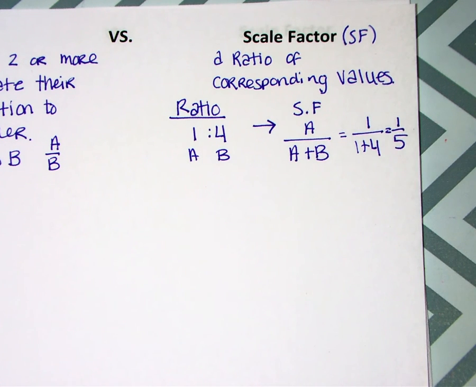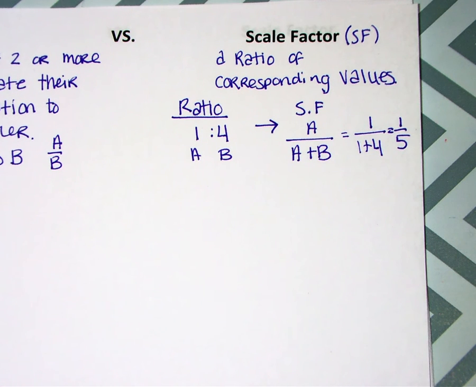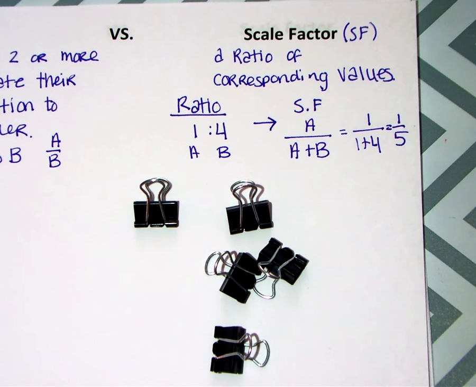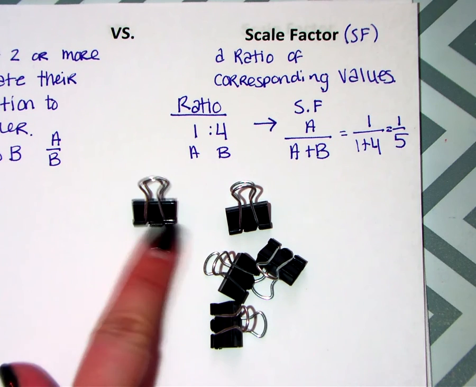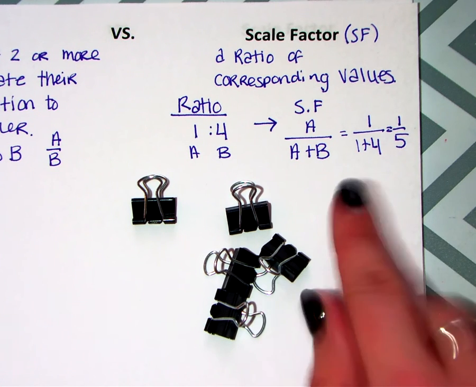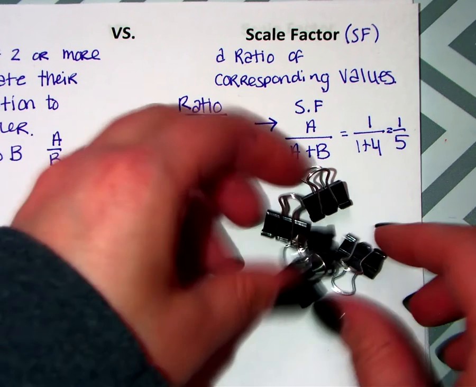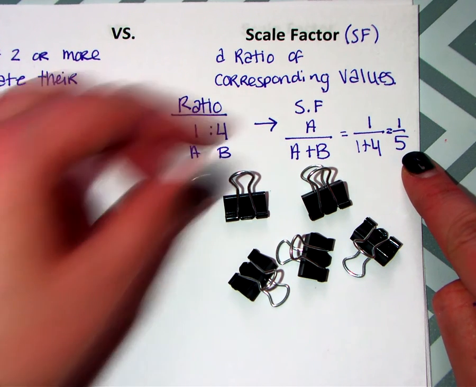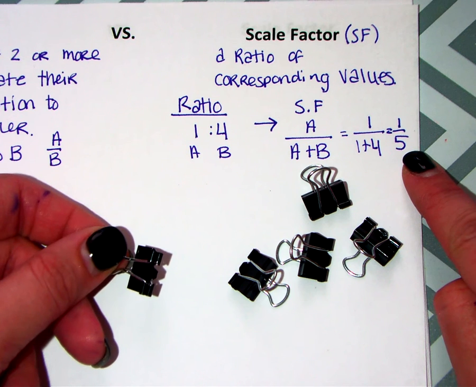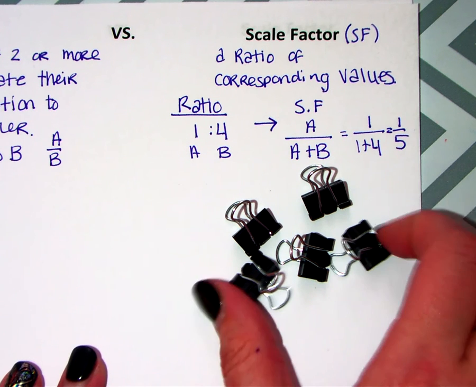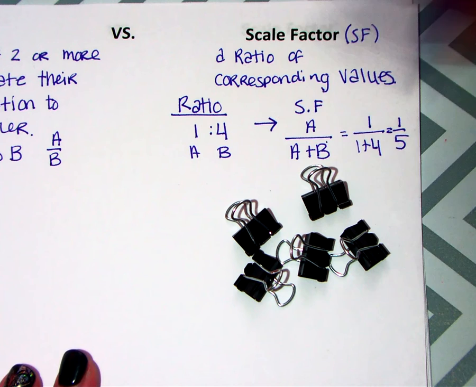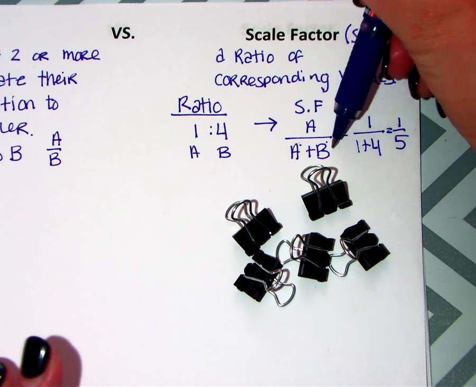Now a scale factor is different from a ratio. A 1 to 4 ratio using binder clips means for every 1 binder clip I have, you have 4. That's the ratio. The scale factor means out of the 5 total binder clips, I have 1 of them. So a scale factor compares it to the total number of items, which is why we add the A plus B value.